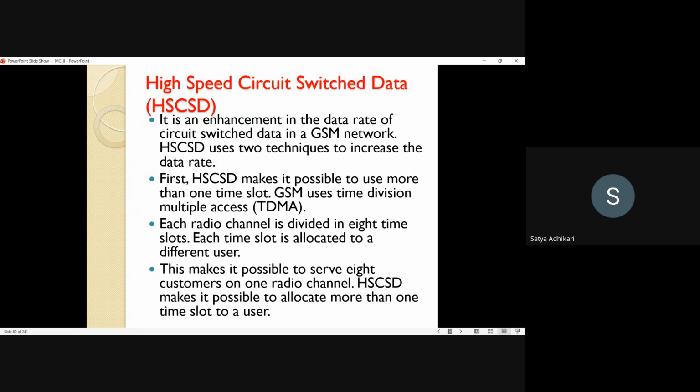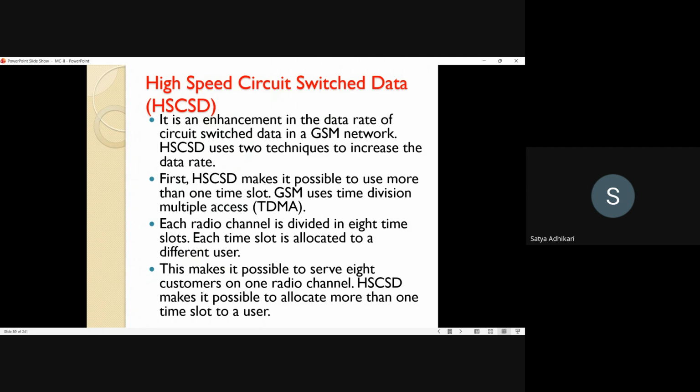High speed circuit switched data, HSCSD. High speed circuit switched. So it is using circuit switching, but the speed is enhanced. Speed is increased. It is an enhancement of the data rate of circuit switched data in a GSM network. HSCSD uses two techniques to increase the data rate. As the name suggests, the data rate is increased as compared to a GSM network. So let us see how it uses two techniques to increase the data rate.